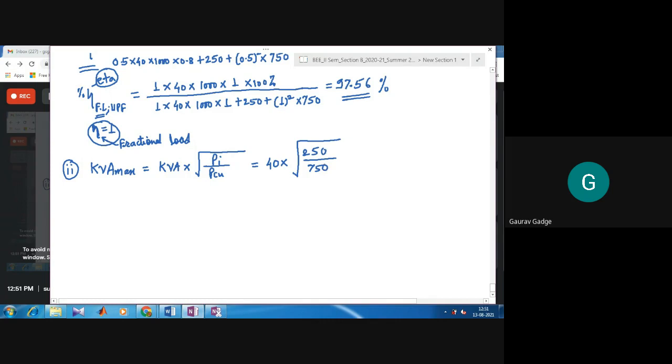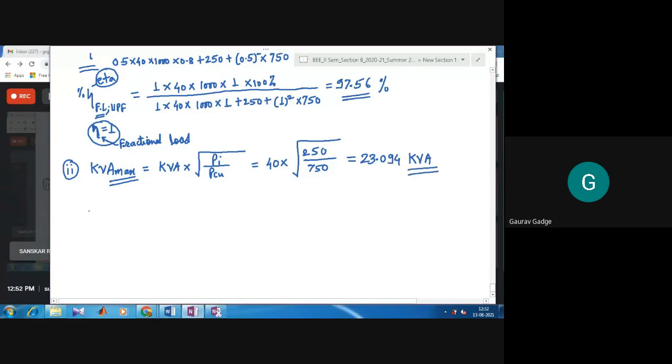So just find out the value. 40 multiplied by square root, and in the square root you have to take this fractional symbol, 250 divided by 750. So how much is it? 23.094. Now what is the unit of this? It is kilovolt ampere. That is the maximum value of kilovolt ampere.